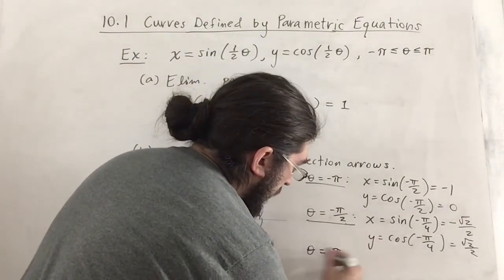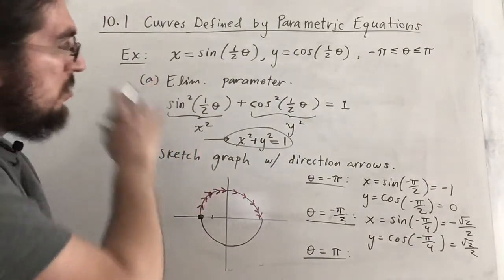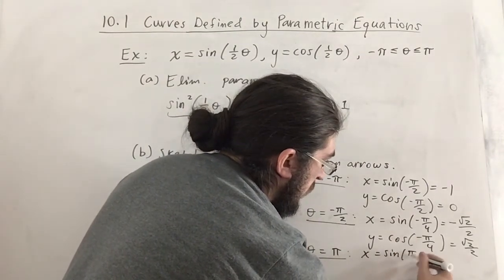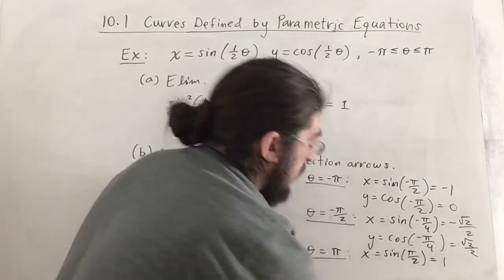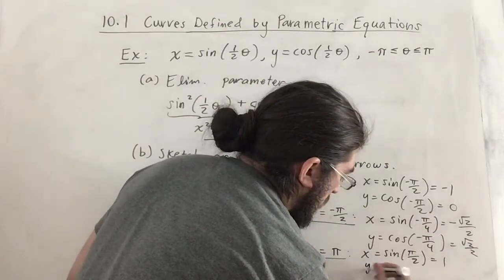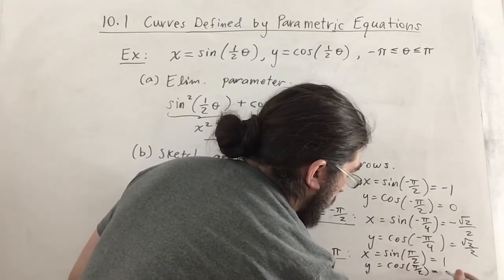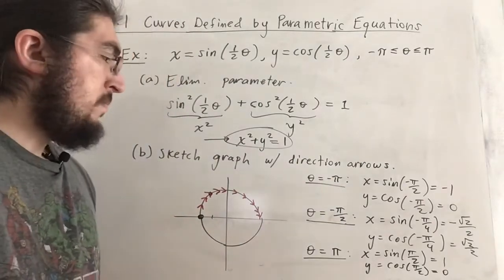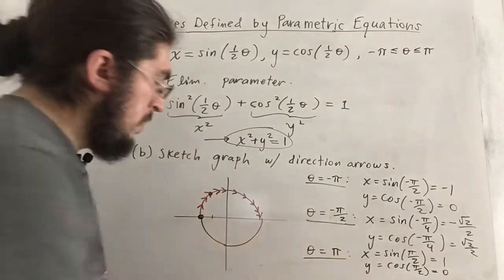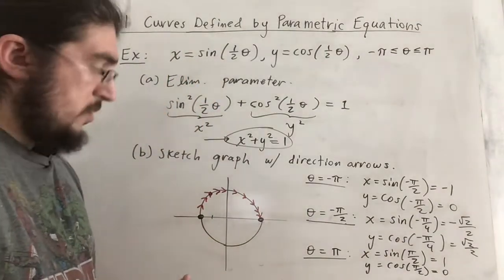So when we get theta is equal to pi, x will be sine of pi over 2, which is 1. And y will be cosine of pi over 2 is what I meant to say. And that's 0. So now we get the point 1, 0, which is here actually. So it does actually stop here. It doesn't go in full circle, which is kind of interesting.